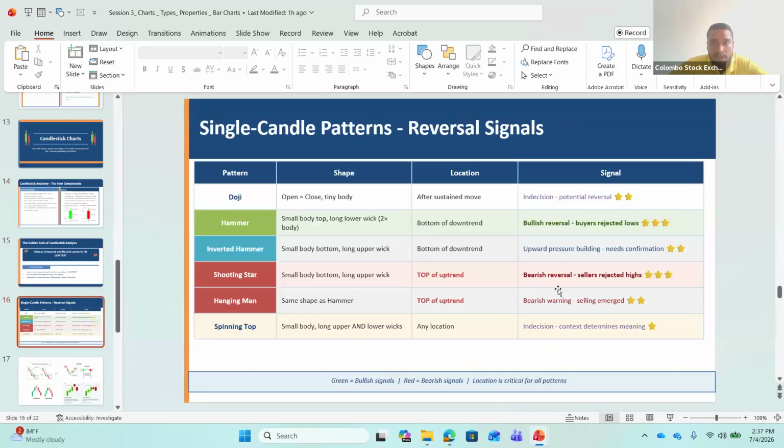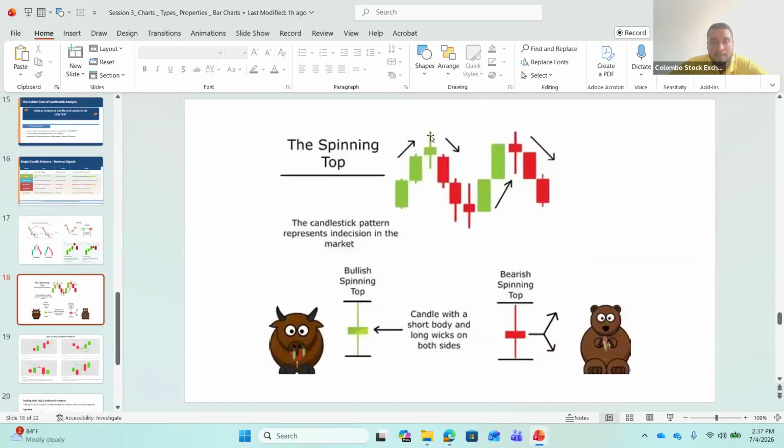So in the spinning top, we see wicks at the top and the bottom with a small body. So we see a short body, like this. And this can also be bullish or bearish. Bullish means it can be green, bearish means it can be red. The difference is that the body is short, and there are two long wicks at the top and the bottom, that means the upper shadow or upper wick and the lower wick or lower shadow. There are two long shadows, and here also you see two long shadows, and this is called a spinning top.